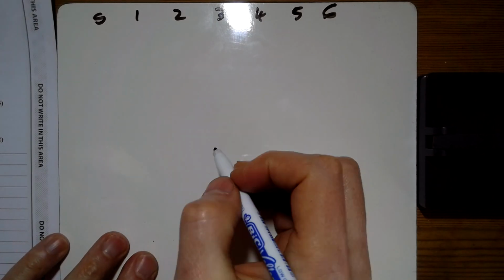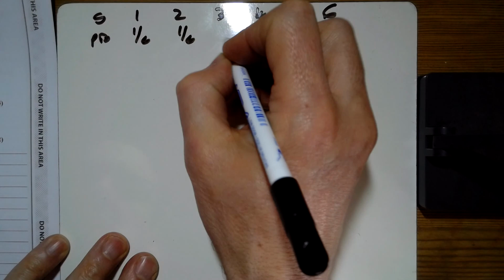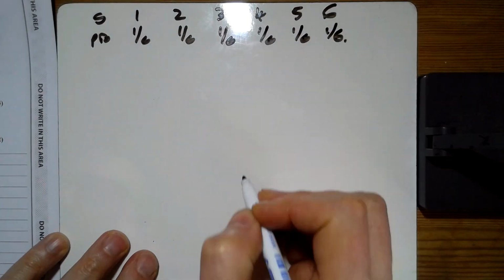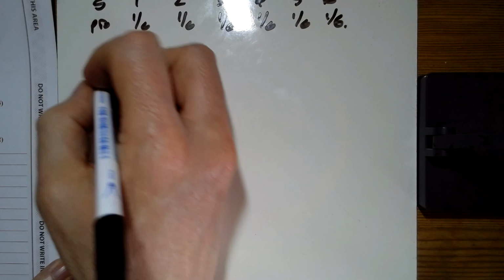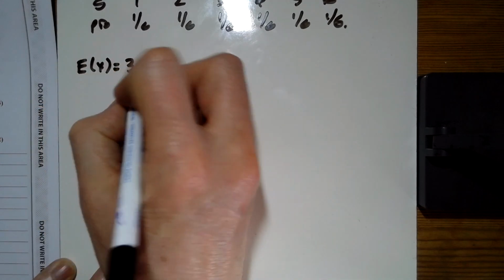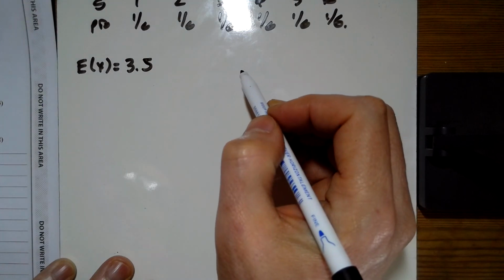So S is the score on a dice. So we've got probability is just 1/6, 1/6, 1/6, because it's a fair dice. And if I want to find out what the expected value of that is, well, we know what the expected value of a dice is. We know it's 3.5. But we could just do this times this all the way through it to get it.